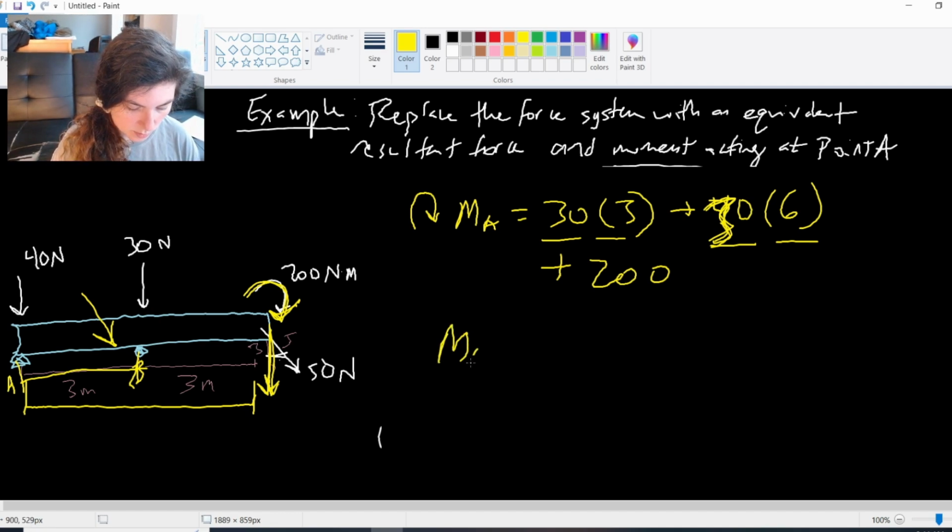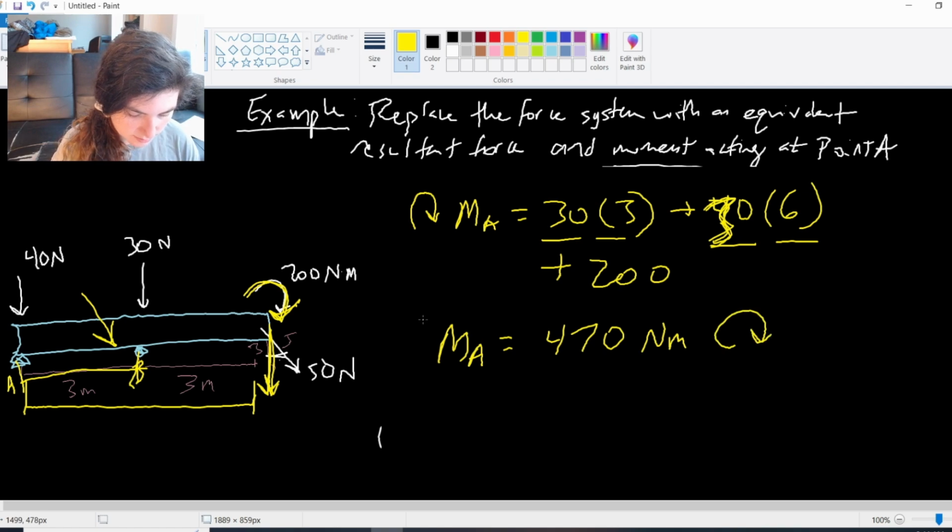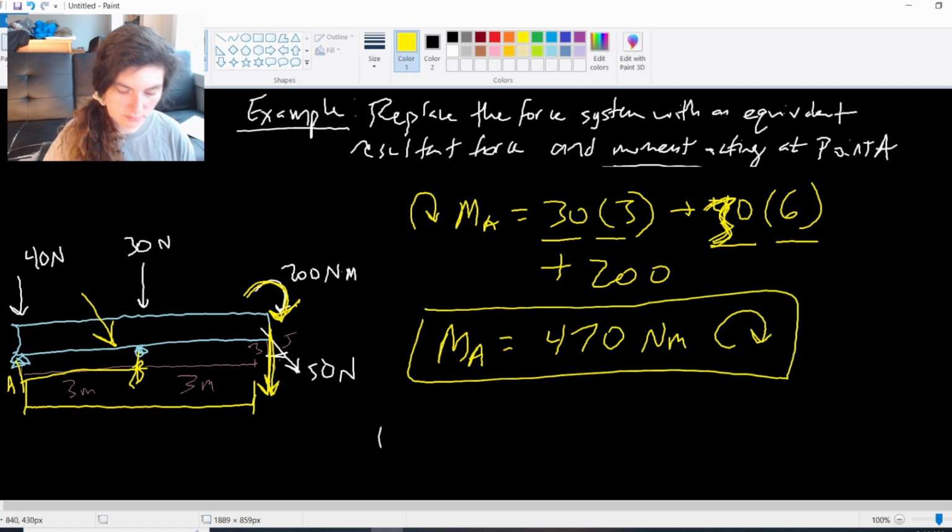And we can say the equivalent resultant moment about A for this system is just the sum of all of this. So this is 470 newton meters clockwise. So those would be our two answers. We got our resultant force, that was the equivalent resultant force for the system, and the moment acting about point A. Let's look at another example.